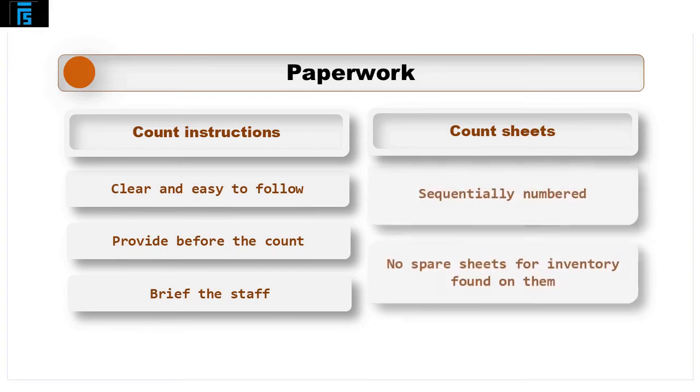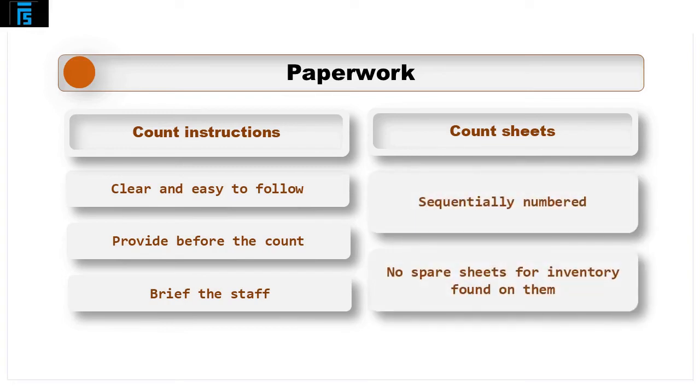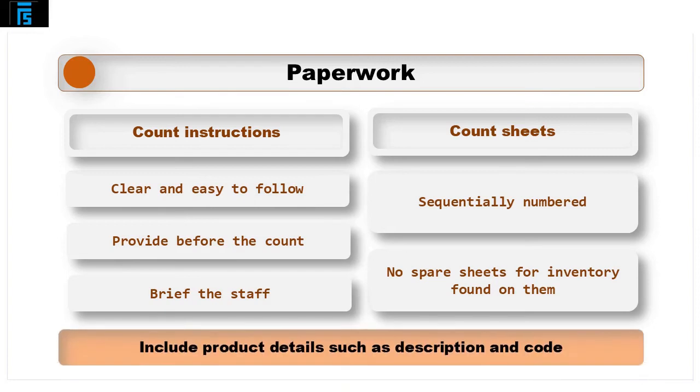The count sheets should be sequentially numbered. Spare sheets for inventory found not on them should also be pre-numbered, so sheets cannot go missing. These sheets should include the product details such as the description and code, but should not include the quantities as per the system. This stops count teams just agreeing with the number.